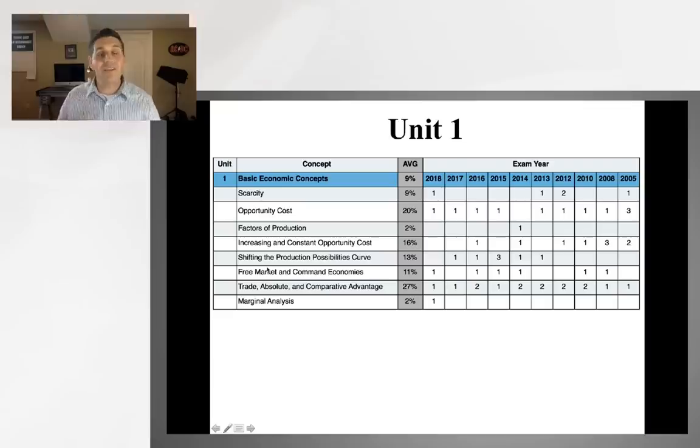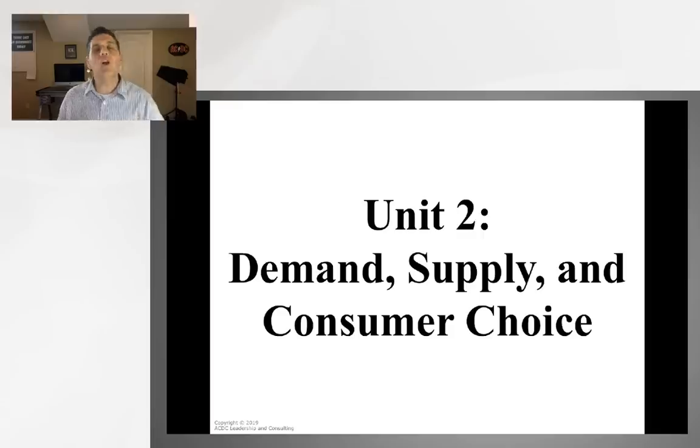Notice there are very few questions that come from the factors of production. So land, labor, capital, entrepreneurship, you memorize them, you've got them, but the AP test asks harder questions than just definition questions. Take a look at Unit 2.